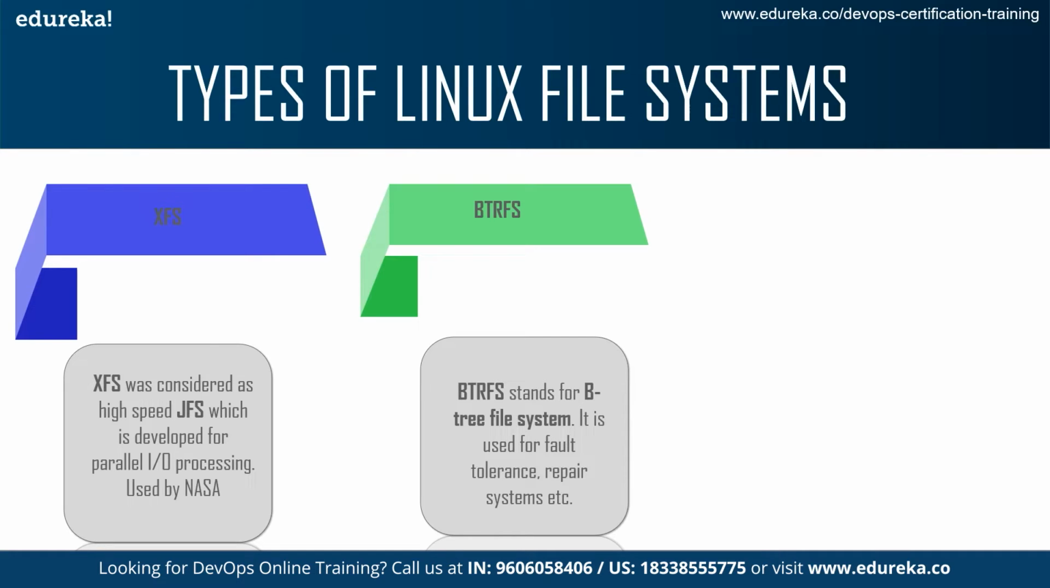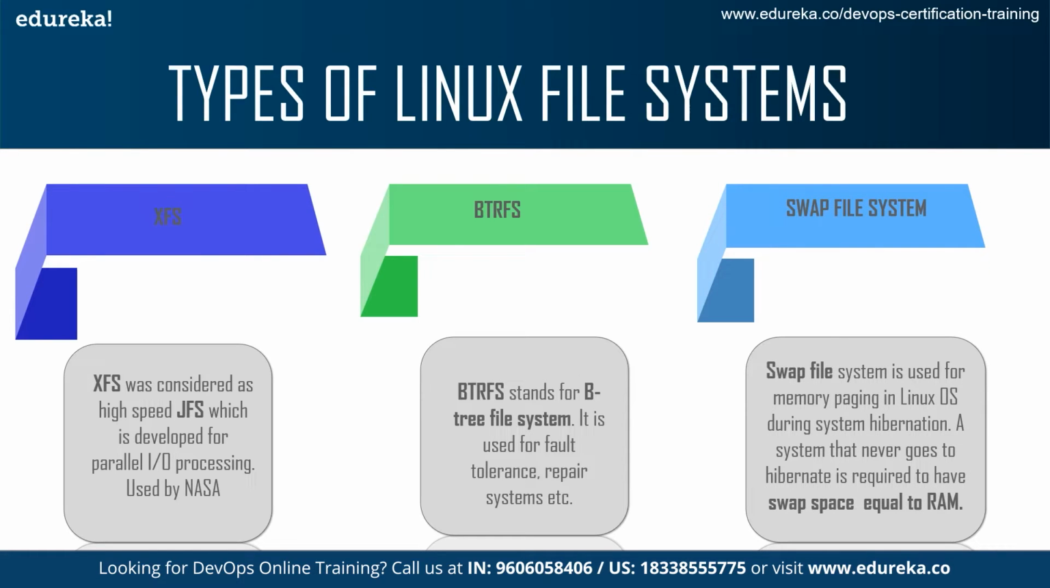Next up, we have the swap file system, which is the last kind of file system. Swap file systems are used for memory paging in Linux OSs, right? Memory paging only comes into play when there is a system hibernation going on. So a system that never goes into hibernate is required to have swap space equal to RAM space, right? So swap space is always equal to RAM space for systems that never go into hibernation.